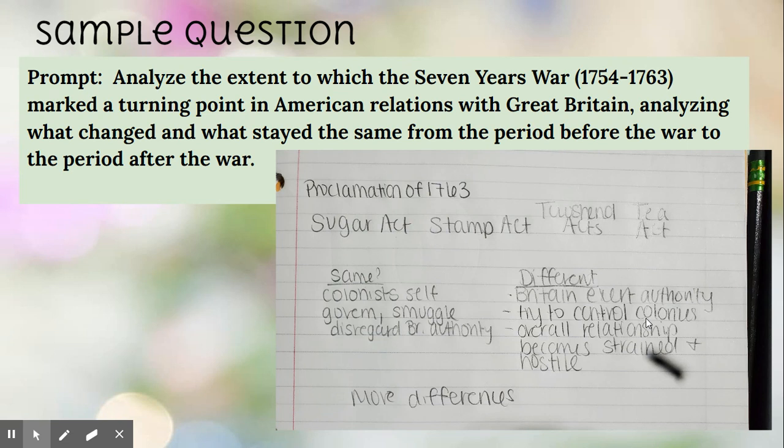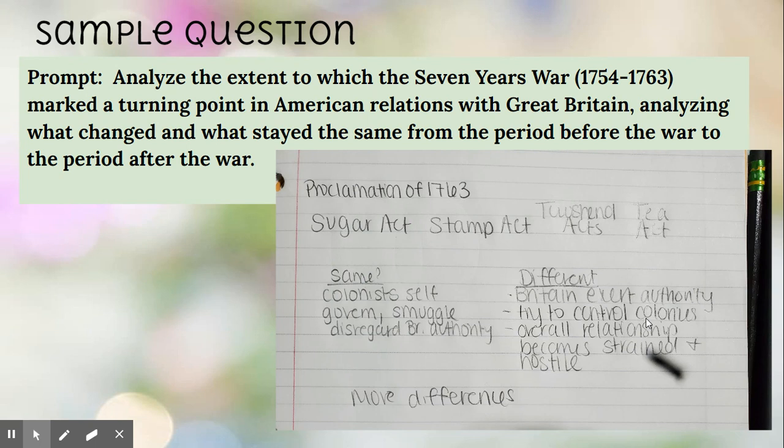The sample here was to analyze the extent to which the 7 Years' War marked a turning point in American relations with Great Britain, analyzing what changed and what stayed the same from the period before the war to the period after the war. So this was a continuity and change kind of a question, and I just briefly went through how I kind of approached how I might make a thesis.